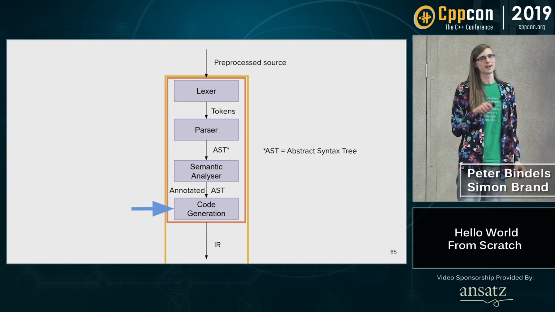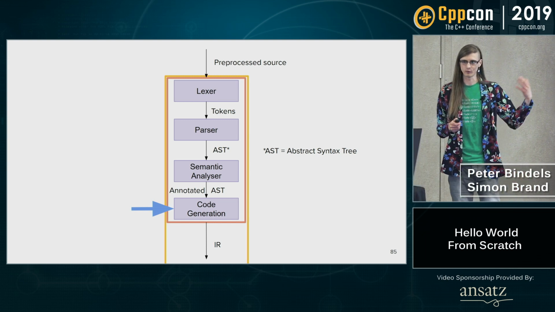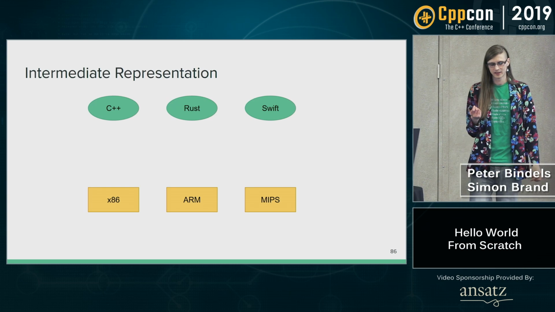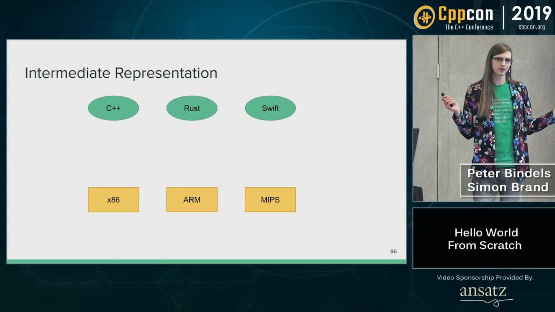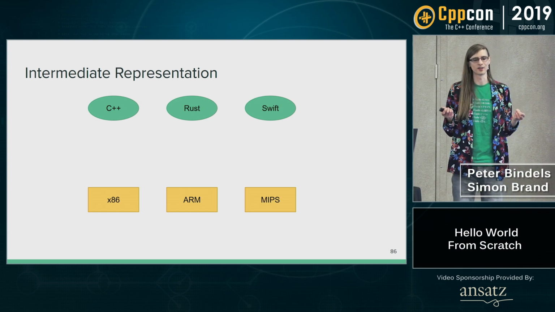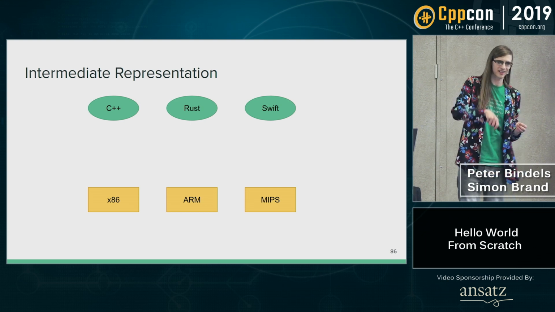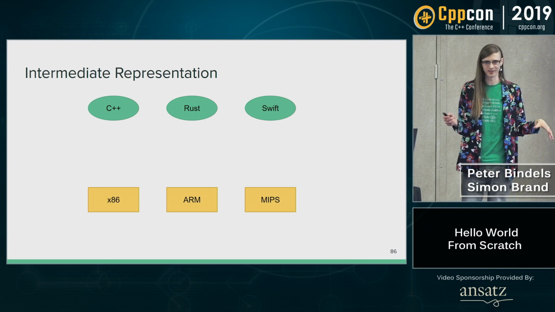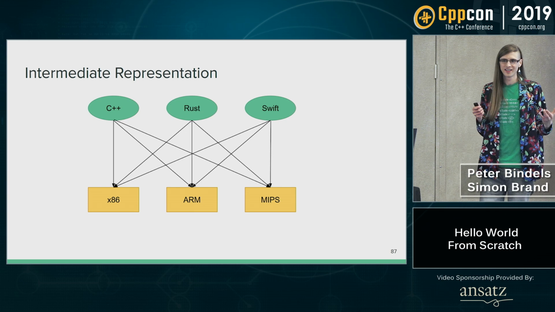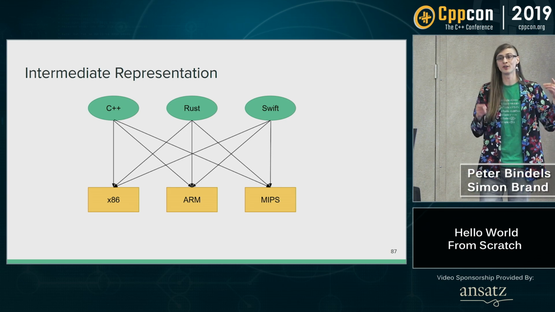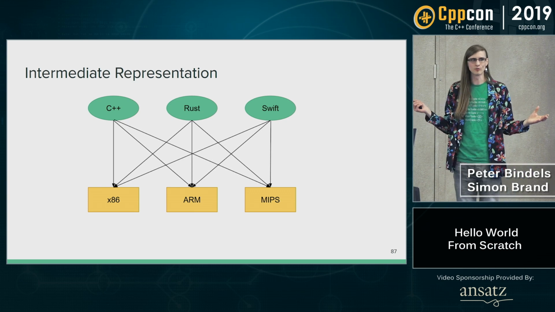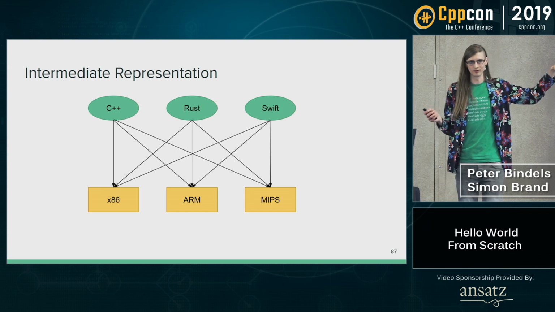But first, I want to talk a bit about why you would have an intermediate representation. Why can't we just go from an AST and generate x86 from it? A really good reason is, say you have three source languages, C++, Rust, Swift, and you want to write compilers from C++ to x86, Rust to x86, C++ to ARM, all of those combinations. If you want to do that, then you essentially have to write all of these compilers. And this is a lot of compilers. And as soon as you add another source language or another target language, it becomes even more unwieldy. So we don't want to duplicate all of this work.